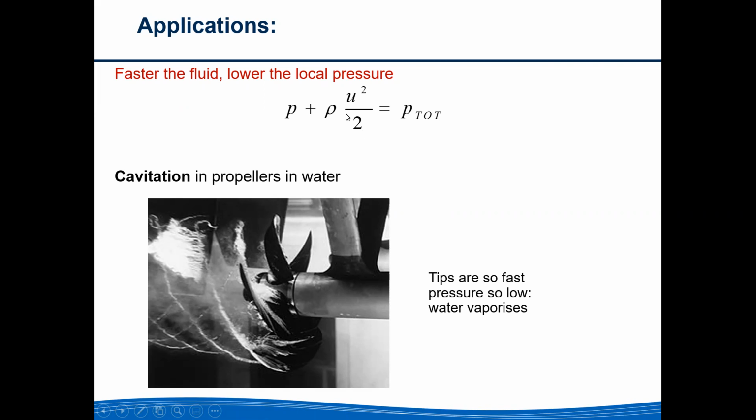So the kinetic energy will increase, but this means the local pressure will decrease. The local pressure can go so low that at that specific temperature, the water can vaporize, creating cavitation. So you can see here how this phenomenon of Bernoulli can be extremely important. Faster fluid, lower local pressure.